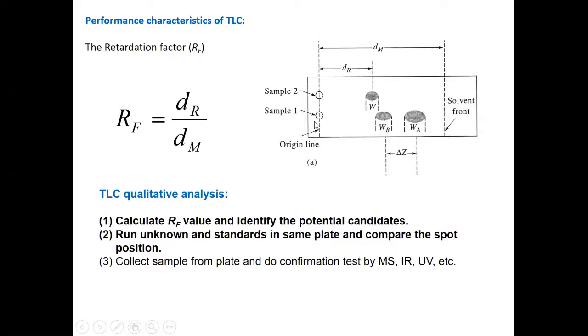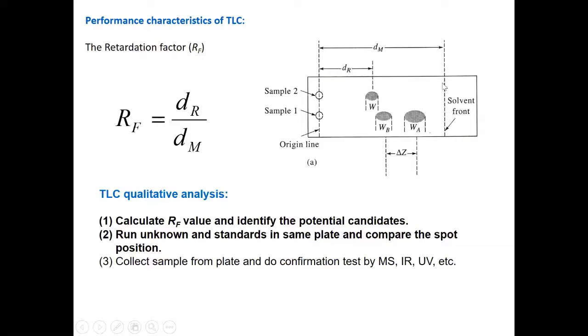After the plate development, or after you put the paper in the solvent, you notice that your analyte will migrate or travel along the paper. By the end, you find, for example, sample 2 ends up in this place, and sample 1 actually has two analytes. This is a mixture, so it ends up as the smaller dot and the bigger dot here, labeled as WB and WA. You'll notice that these 3 dots travel different distances in the given time.